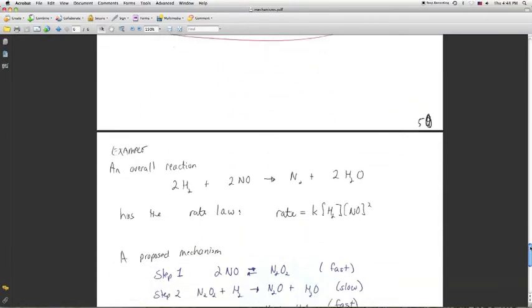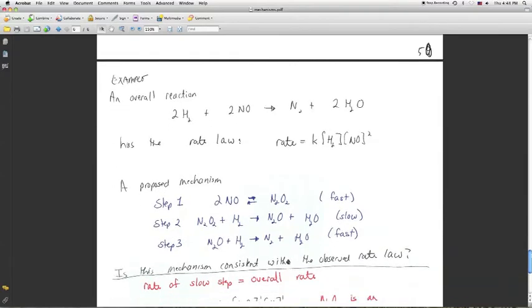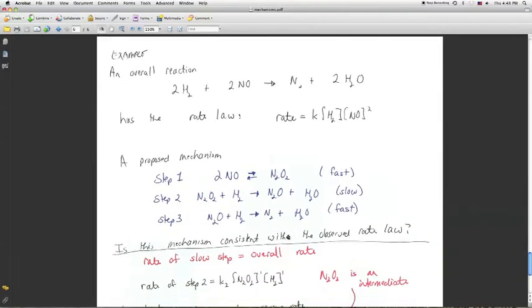So here's another example. Let's say I have an overall reaction, this one that you can see here, and someone has told me what the overall rate law is. This is again maybe working with tables and powers and dividing and things like that. They've come up with the rate law that's first order in hydrogen and second order in nitrogen monoxide. So I know this is given.